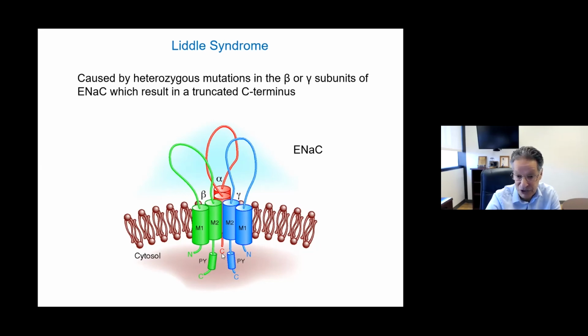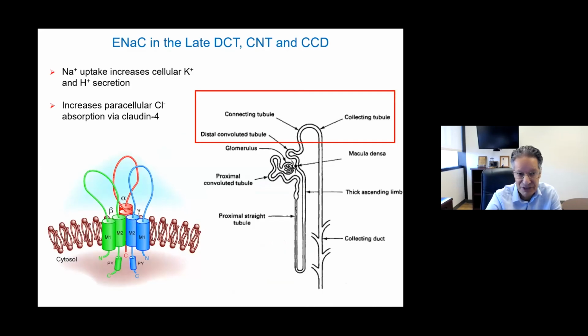It still functions though. But what is the problem then? Why do these patients have a disease? Well, first let's back up a little bit and talk about where ENaC is and what it does. Remember, ENaC is in the same region of the nephron as the mineralocorticoid receptor is. It's in the distal convoluted tubule, again, the second half of the distal convoluted tubule. It's in the connecting tubule and the collecting tubule. And what it does is it transports sodium from the lumen here, the urine side, into the cell.